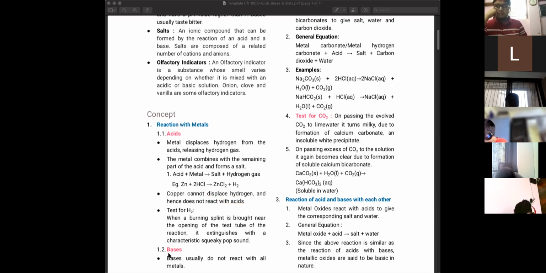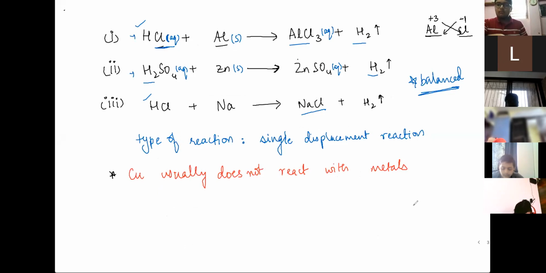All right. Then, test for hydrogen gas. Who remembers the test for hydrogen? How do you figure out if the gas releases hydrogen or not? Ma'am, bring a burning matchstick, and it will create a pop sound. Very nice. And it will extinguish. Yes, so the flame extinguishes with a pop sound.